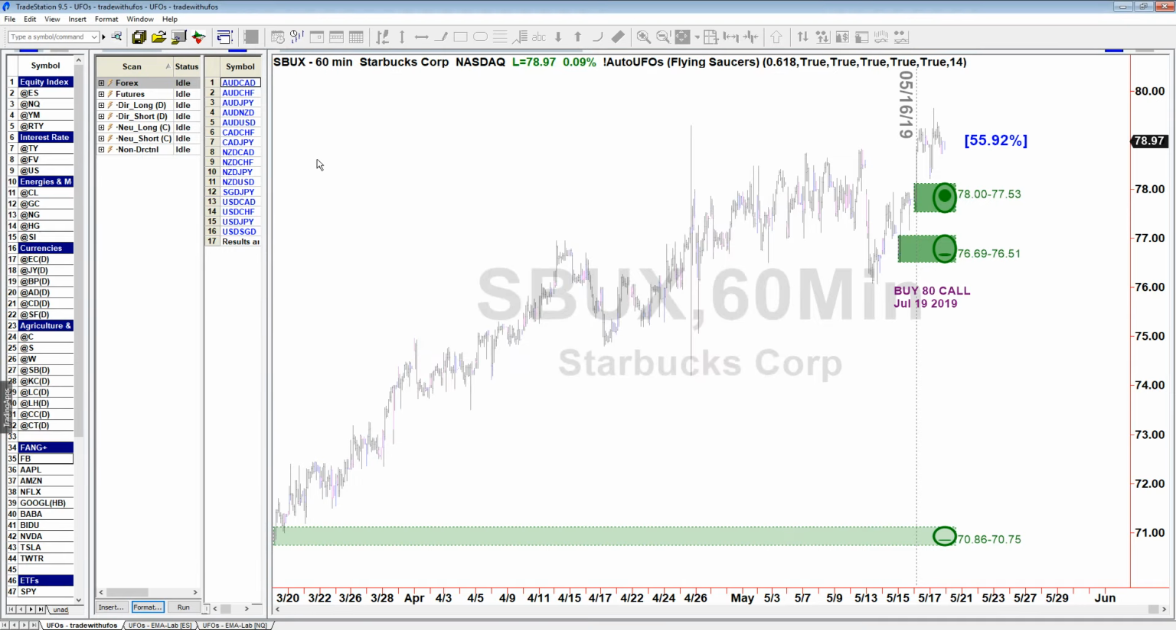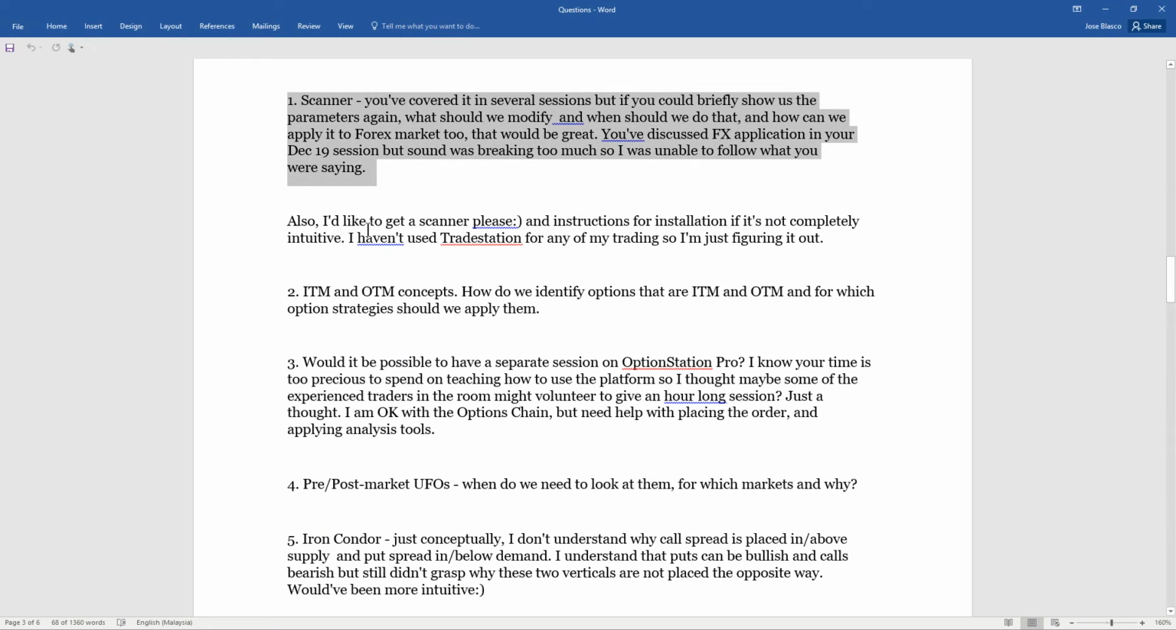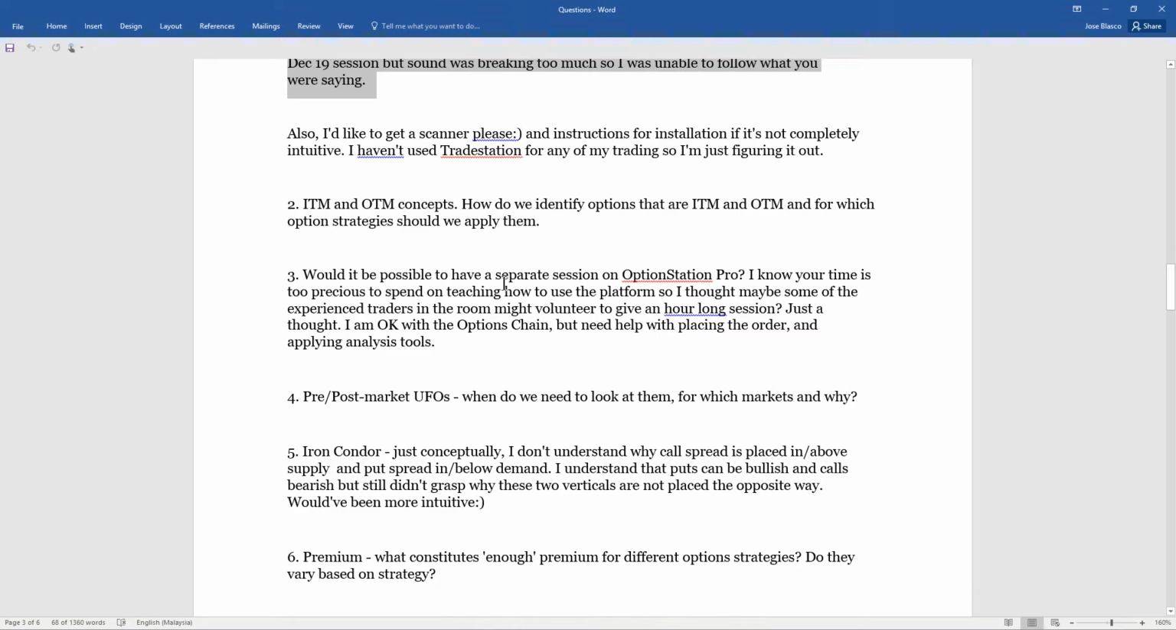I am just showing it to you because we did use it in December as we were beginning to put pieces of the puzzle together. But Forex and futures are still incomplete scans compared to what options are. So that's the answer to question number 1. Question number 2, also I'd like to get a scanner. Well, that's easy. You just need to email us, rich@tradewithufos.com.